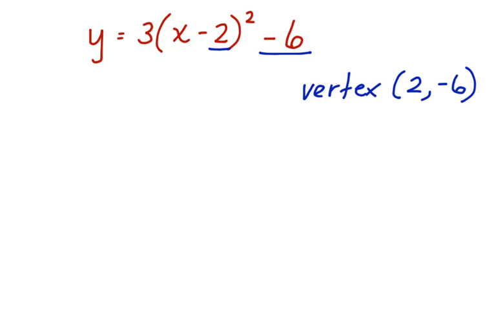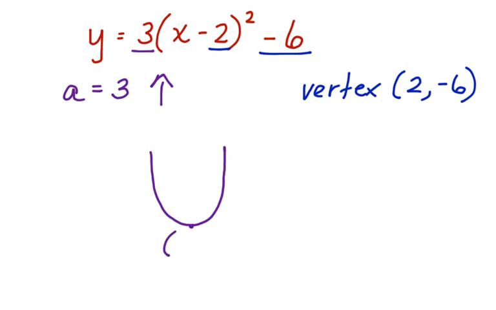Now, is this parabola going to open up or down? Well, let's look at the a value. The a value is a positive 3. If the a value is a positive 3, it means our parabola is going to open up. On the coordinate grid, it will open up here. The vertex will be the minimum point. It will be here. Our vertex will be at 2, negative 6. The parabola will open up.